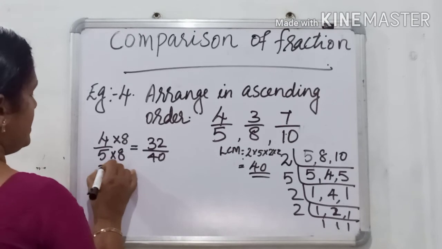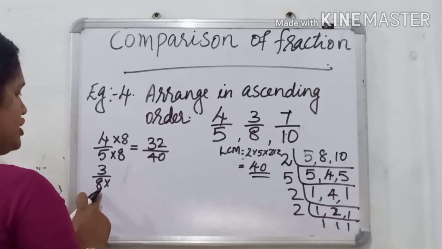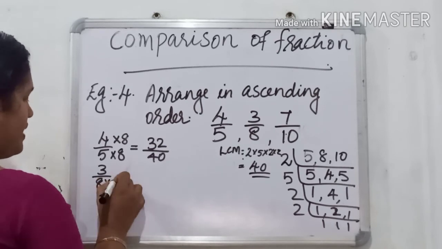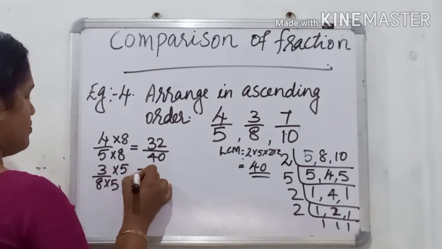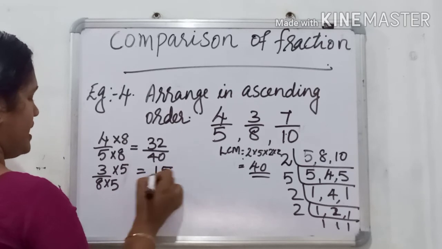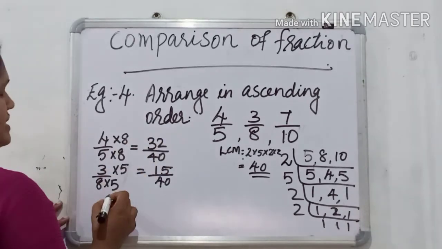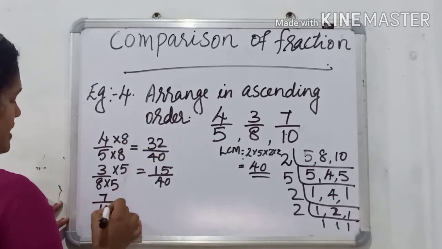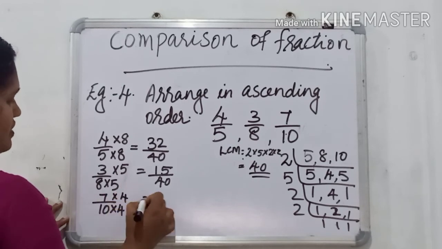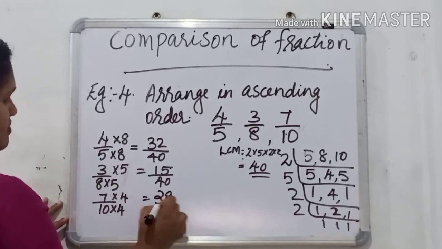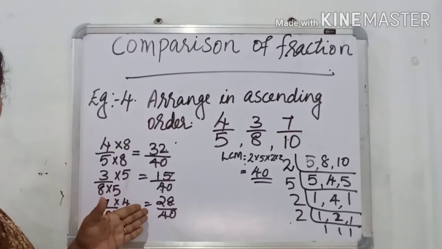Next, 3 by 8. To convert 8 into 40, we should multiply here by 5. 8 5's are 40. We multiply the numerator also by 5, which equals 3 5's are 15 by 40. Okay. Then next is 7 by 10. 10 into 4 equals 40. 7 into 4, 28 by 40. Now they are all like fractions.